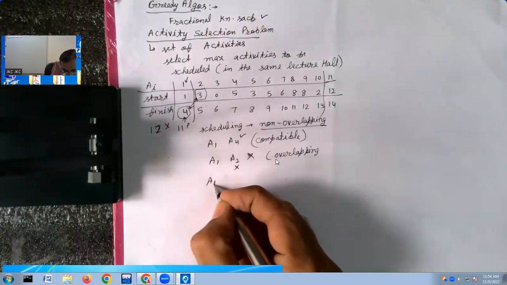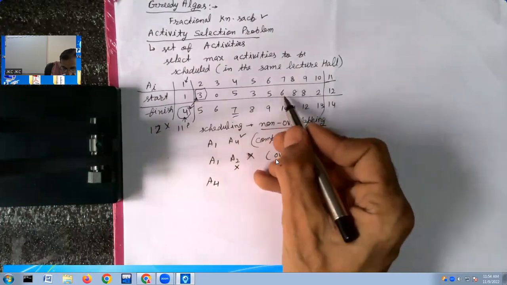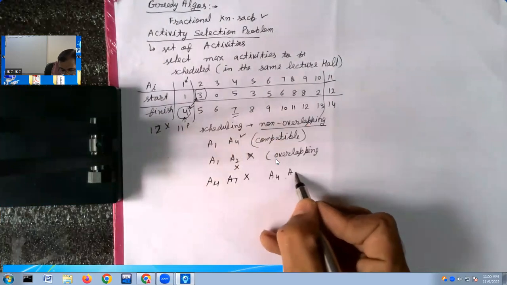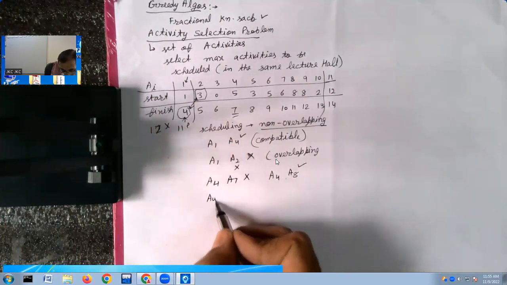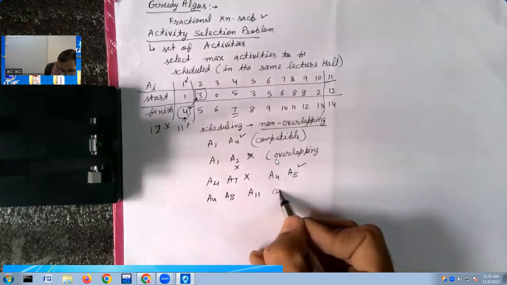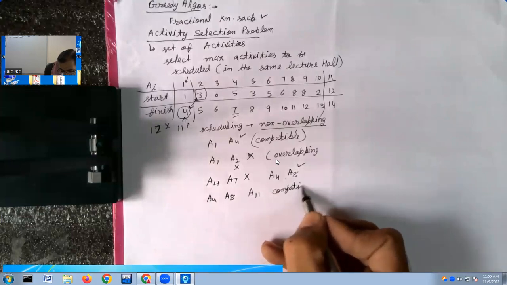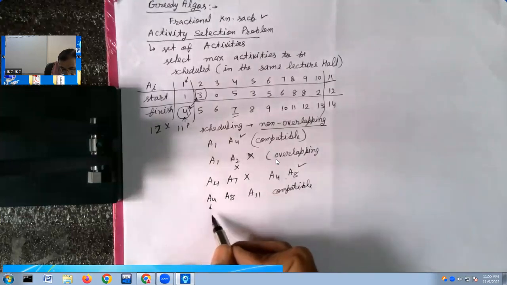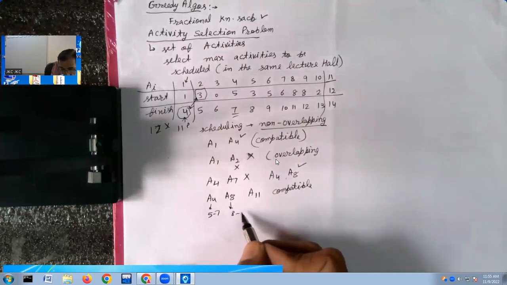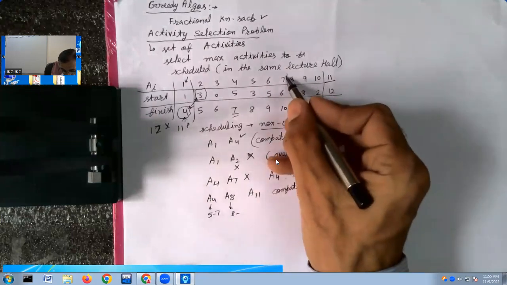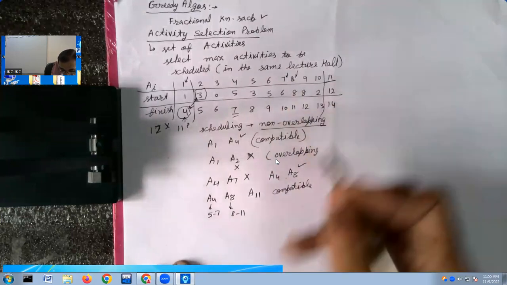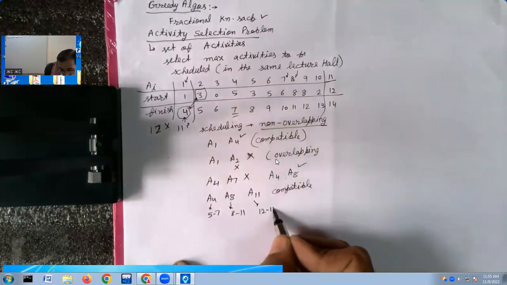Similarly, let's say A4 finishes at 7. So A4 and A7 are not compatible, but A4 and A8 are compatible. A4, A8, A11 are compatible because each of them has a non-overlapping period. A4 runs 5 to 7. A8 executes 8 to, sorry, A8 means 8 to 11. And then A11 means 12 to 14.